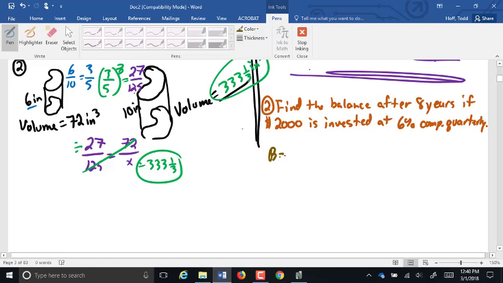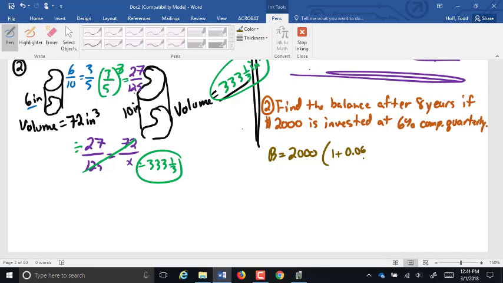Okay, so our balance is equal to the principal, which is 2,000. Okay. 6%. How are we going to write it? 0.06, yep. We've got to adjust that though with what? How does that play into it? Not times, but divided by 4.